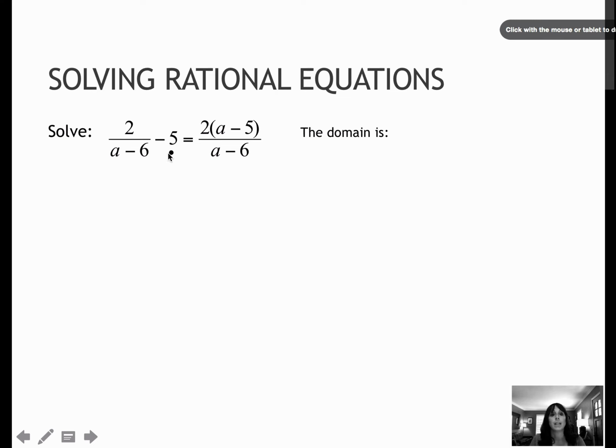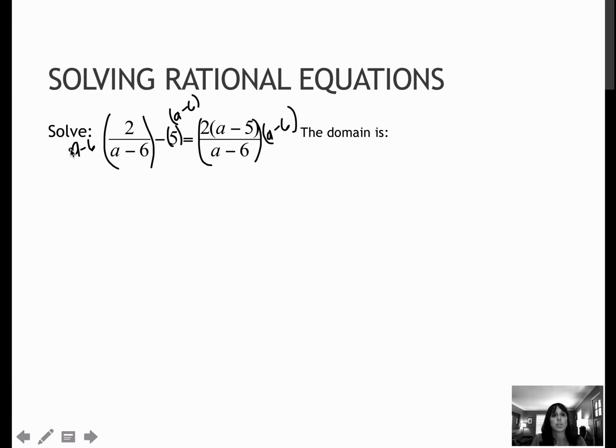Here, I have a common denominator of a minus 6 on 2 of my terms, but not the last. But that means that's very easy. It tells me everything needs to be multiplied by a minus 6, including the 5. So for my first term, the a minus 6's cancel, and I get 2. And of course my domain is that a can't be 6.